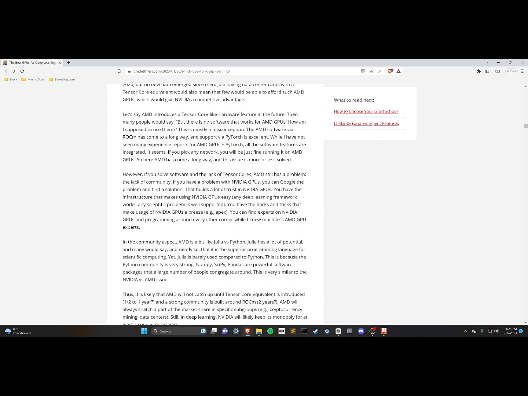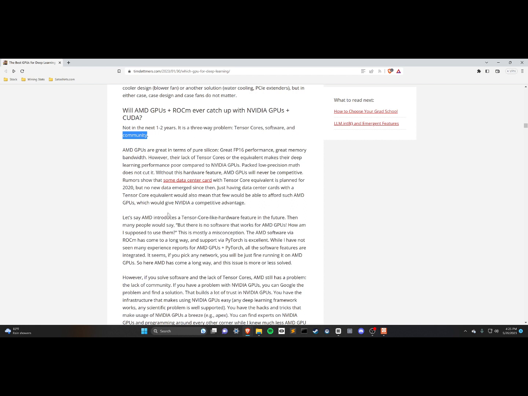The fact that they don't have the Tensor cores, there's no point in keeping up with it. If the software can't communicate with it, there's no point in talking to it. And the community, I'm not sure exactly what he means, I haven't looked into that. Keep going down here, and that's basically it.